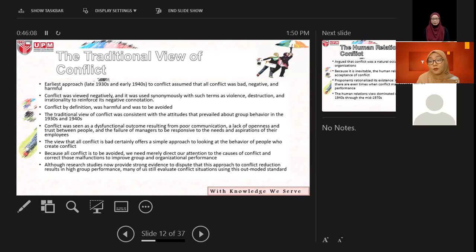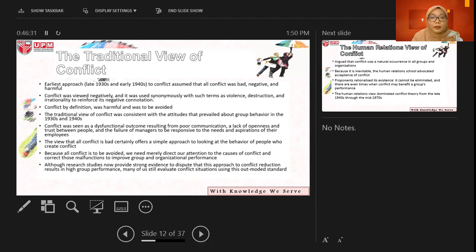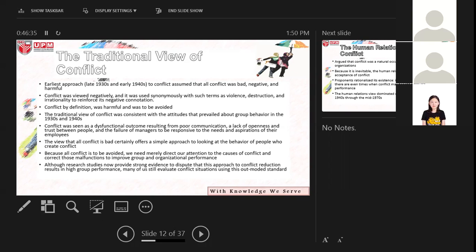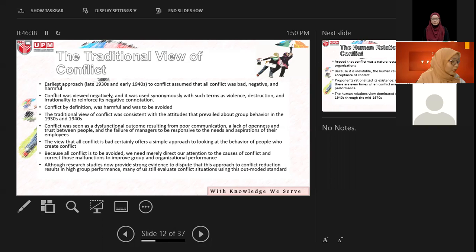So meaning that if you are working in a communication system or technology company, is it suitable to have this thought, this idea of conflict? Okay, conflict by definition was harmful and was to be avoided. The traditional view of conflict was consistent with the attitudes that prevailed about group behavior in the 1930s and 1940s.